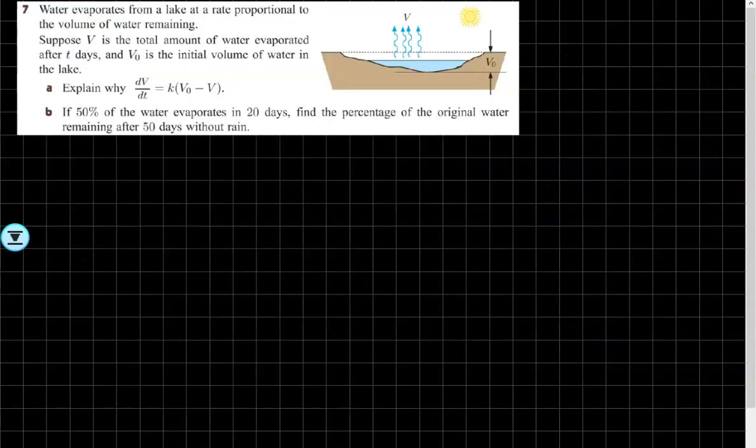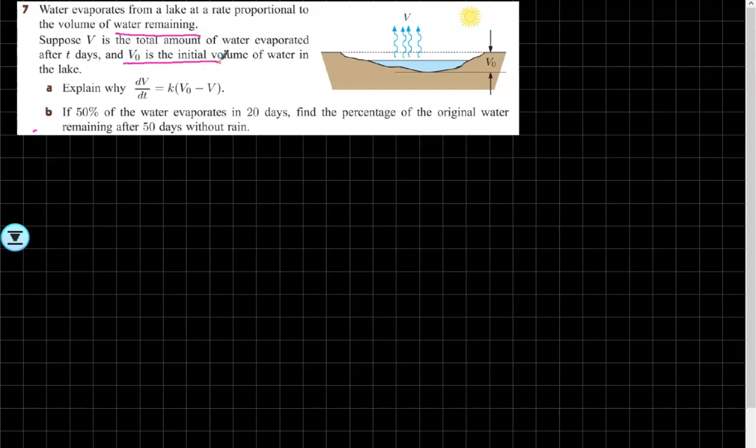Next question. Water evaporates from a lake at a rate proportional to the volume of water remaining. Suppose V is the total amount of water evaporated after T days, V naught is the volume of water. Explain why. Well, anyone want to field that one? The water remaining. So V naught is your original amount of water. V is the total amount evaporated after T days. V naught was the original.